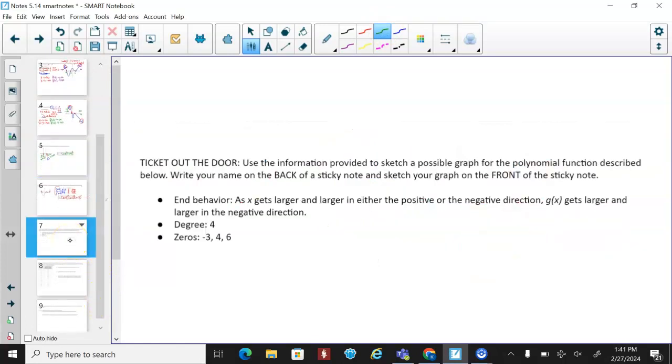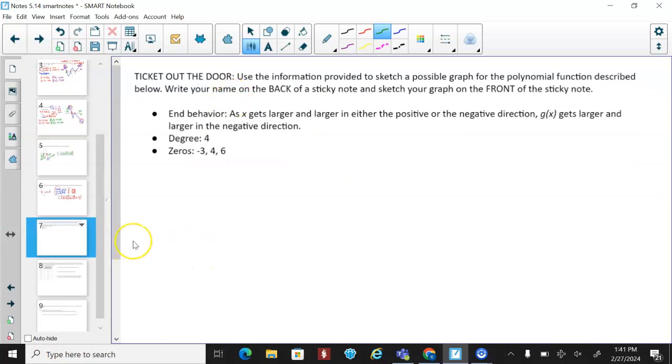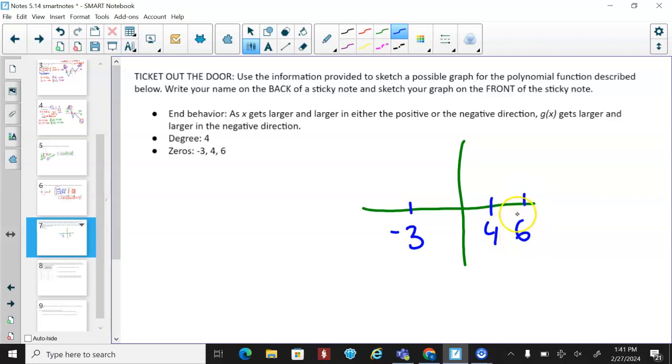All right, and this is just a ticket out the door, guys. So it gives you a few key facts about the equation. It tells you the end behavior, the degree, and the zeros. So I'm going to start with the zeros. So I'm going to graph it right here. It tells you that my zeros are -3, 4, and 6.